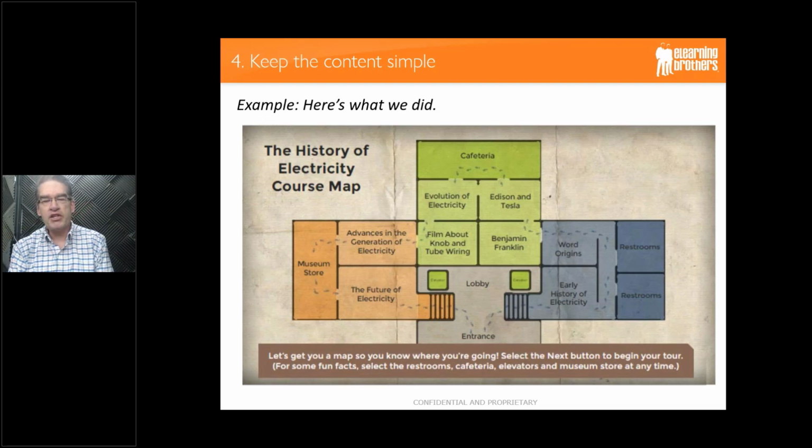And so it was more of a discovery kind of training where they could go from room to room and learn more about electricity. And so that's the approach that we took, which we thought, well, that might be kind of fun for them to be able to do these different concepts within a museum.